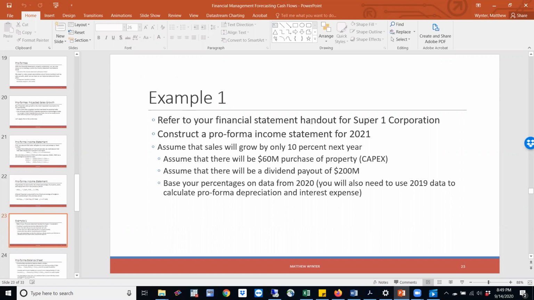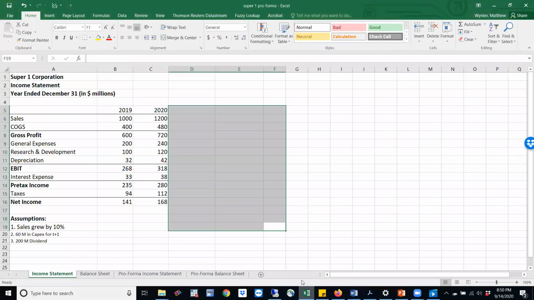We're going to assume that sales will grow only by 10%, assume that there will be a 60 million purchase of property, so 60 million for CapEx, a $200 million dividend, and we're going to base our percentages on data from 2020. So we're going to need to look at our balance sheet data from 2019 for depreciation and interest expense. So let's do it together.